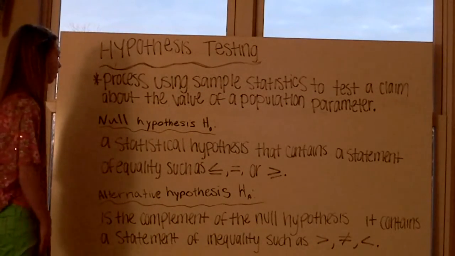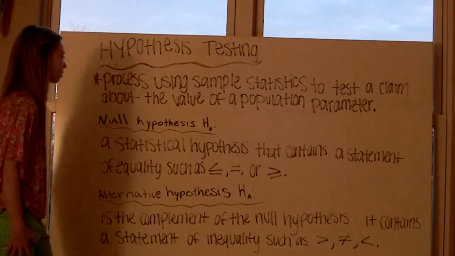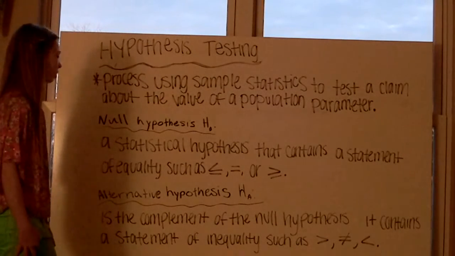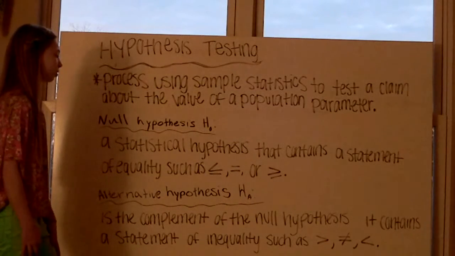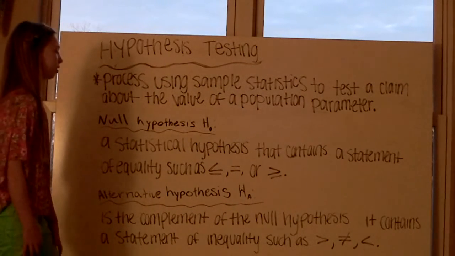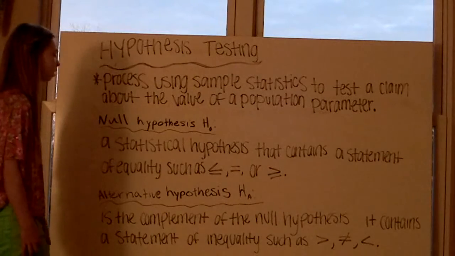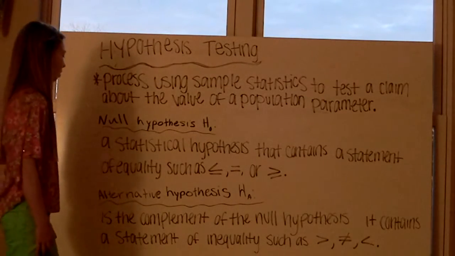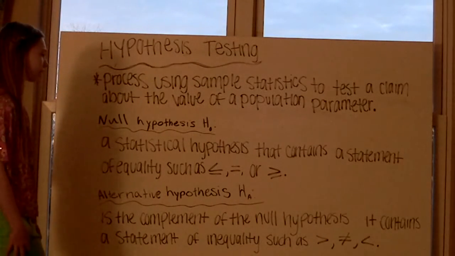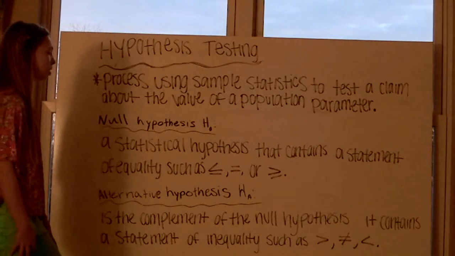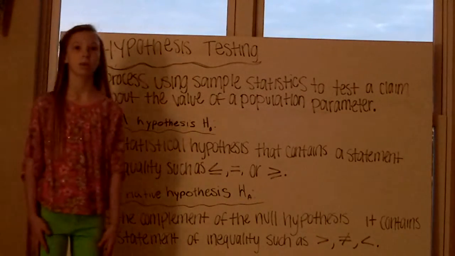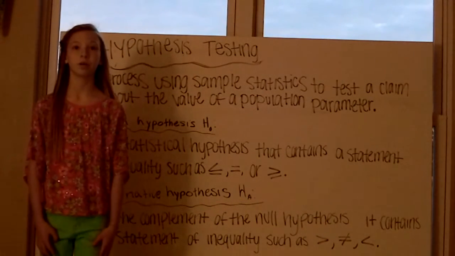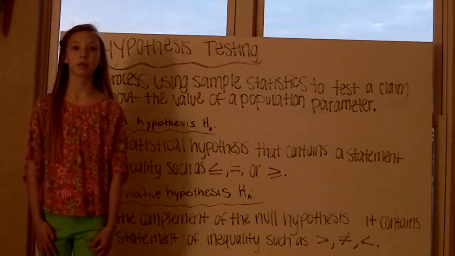Null hypothesis, H0: a statistical hypothesis that contains a statement of equality such as greater than or equal to, or less than or equal to. Alternative hypothesis, HA, is the complement of the null hypothesis. It contains a statement of inequality such as greater than, not equal to, or less than. This statement must be true if the null is false.